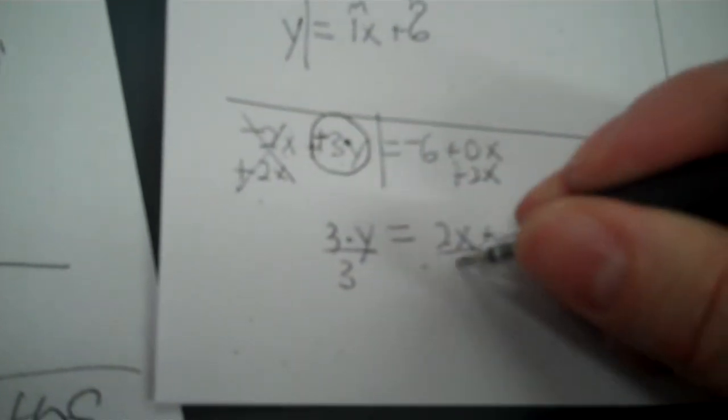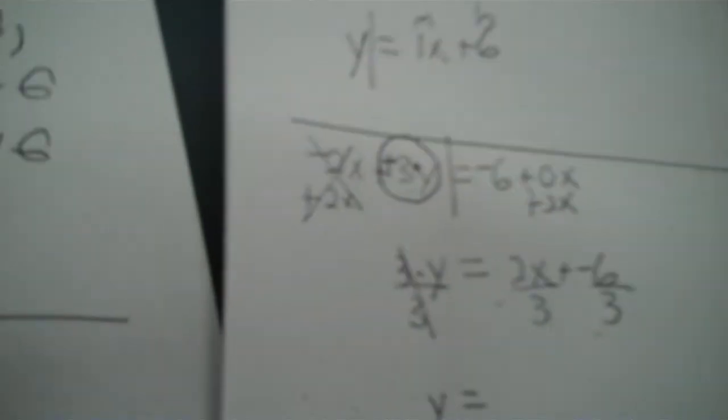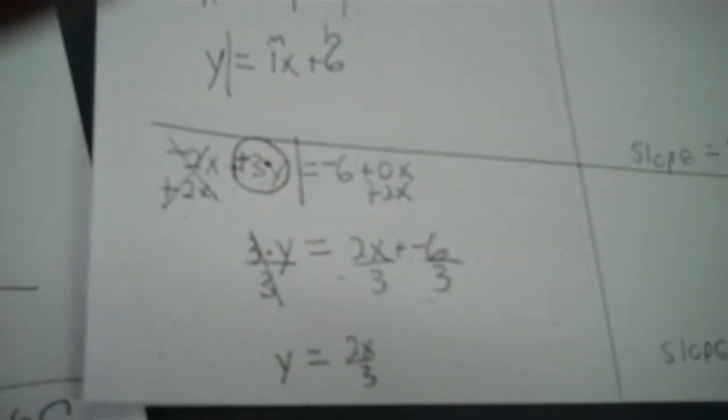So 3, 3, 3. 2 divided by 3. I'm thinking that's a decimal. Yep, so don't write the decimal. Put 2x over 3. Okay? You just copy down what you have if it's a decimal. And then negative 6 divided by 3 is negative 2. Okay, now the y is by itself.